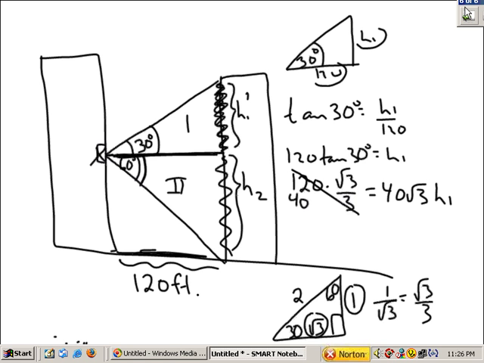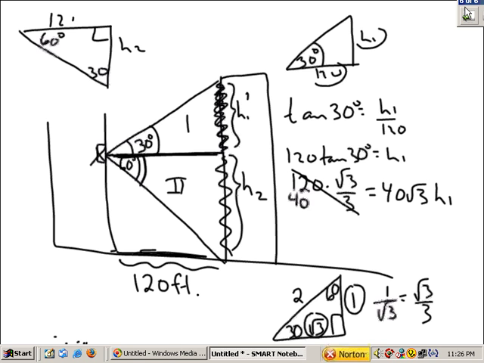Now, let's see where we're going to find H2. So we cut off the top of the building. Okay, now, what we have at this point is we have to look at the second triangle, which looks like this. This here is 60 degrees, this must be 30, right angle. And we want to find H2, and this is 120.